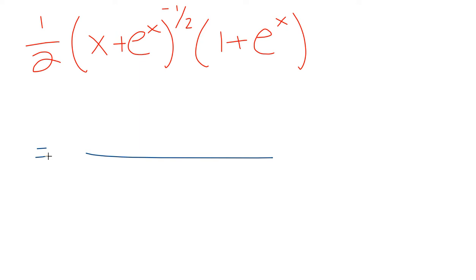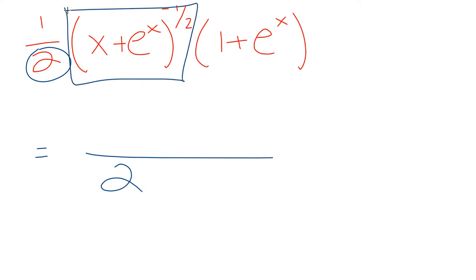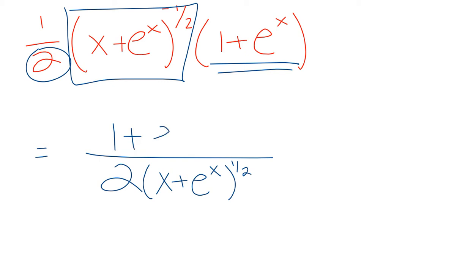So what do we know for sure is in our denominator? Well, we know the 2 is, and we know anything to the negative power is a reciprocal. So x plus e to the x, instead of the negative 1/2 power, when you bring it down into the denominator, it is now the positive 1/2 power. So what's left in the numerator? This is left in the numerator, 1 plus e to the x.